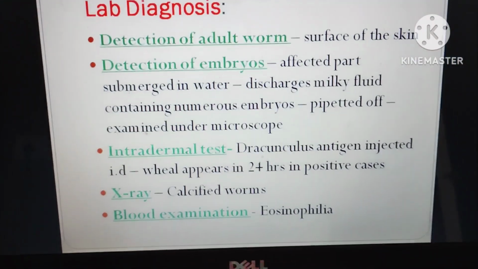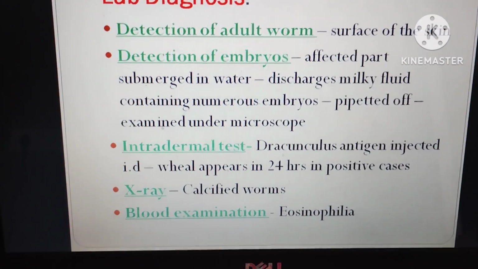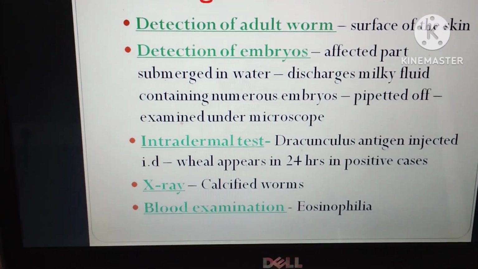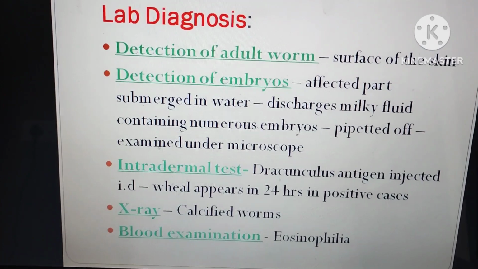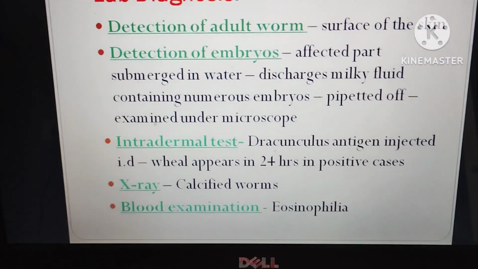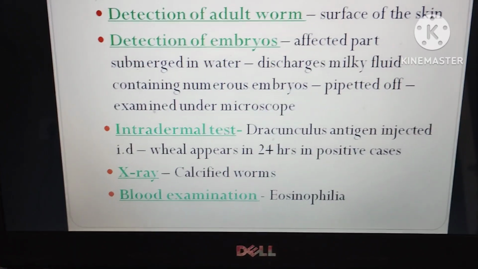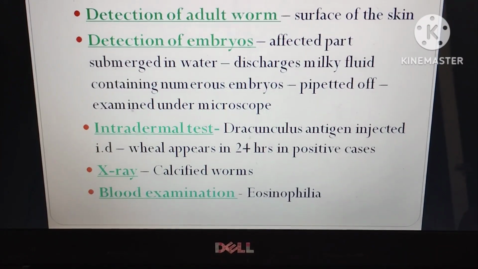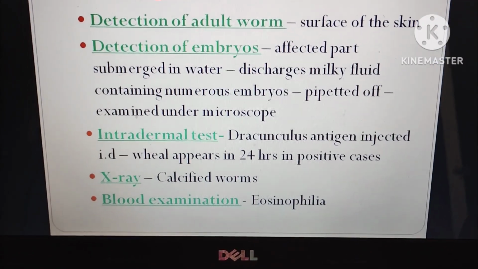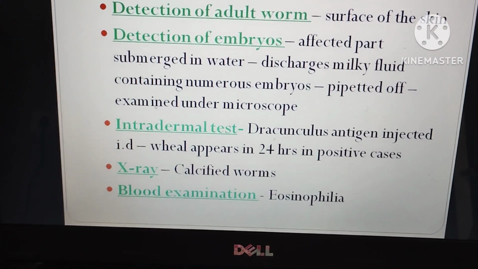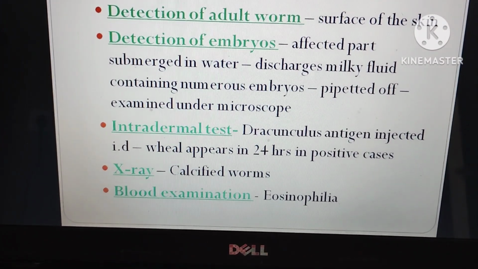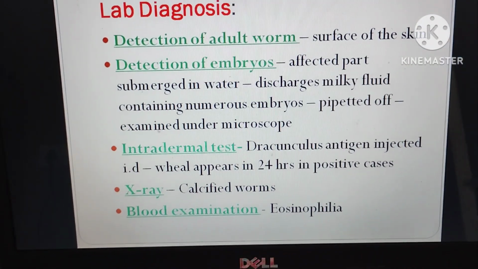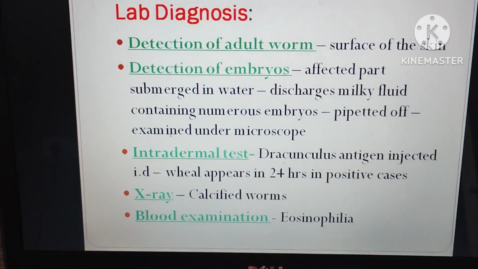Lab diagnosis: first, you can detect the adult worm on the surface of the skin. Second, by detection of the embryo: we take the fluid, pipette it onto a slide, and focus under the microscope for the larval stages. In the intradermal test, we inject Dracunculus antigen and there will be a wheal formation in 24 hours. Sometimes these worms get calcified, which can be seen in X-rays. Since it is an allergic manifestation, there will be eosinophilia in the blood.